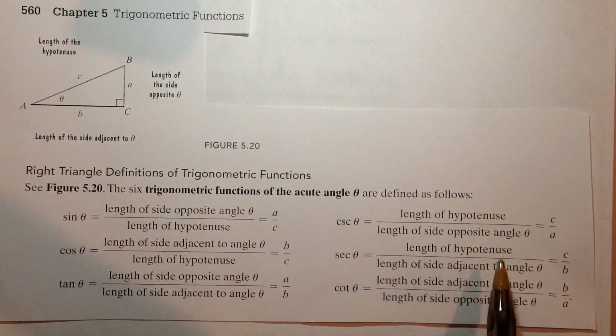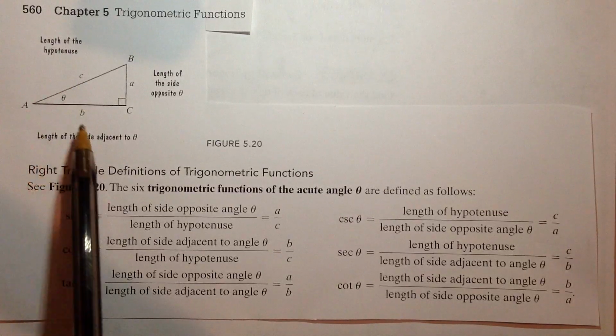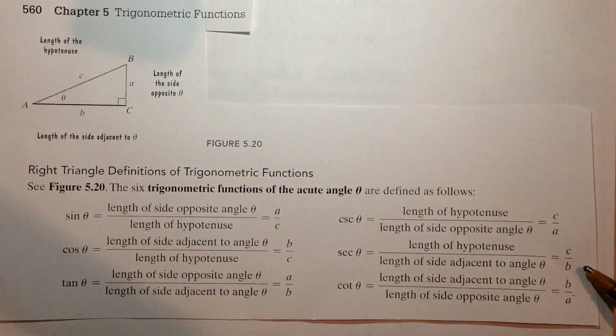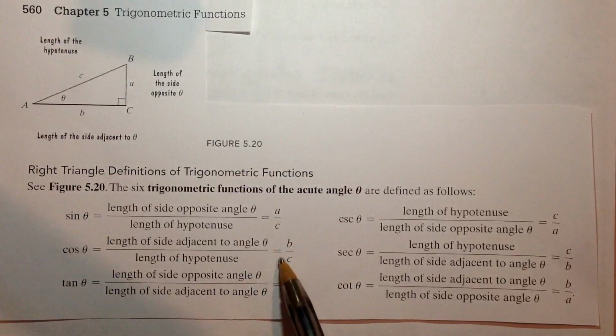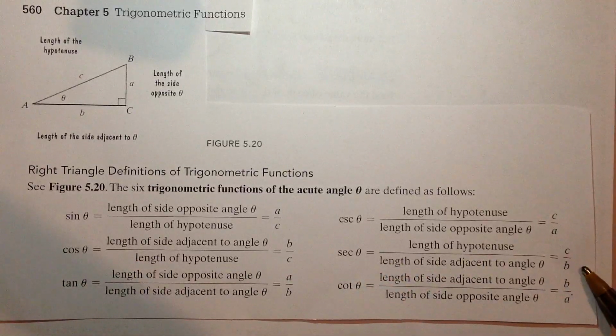To find secant, it's hypotenuse over adjacent. Hypotenuse of theta is C. Adjacent of theta is B. So that's where we get C over B. Recall that cosine was B divided by C. But the reciprocal of cosine, which is secant, is C over B.